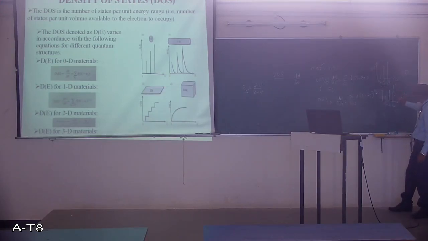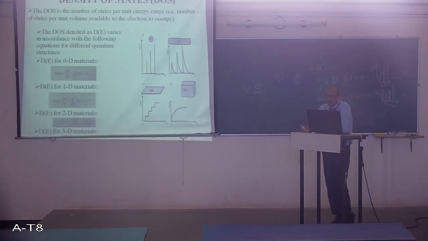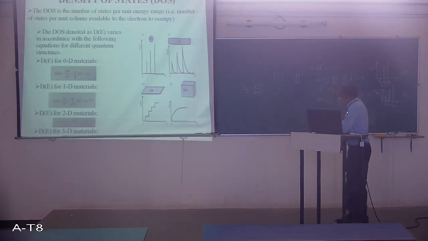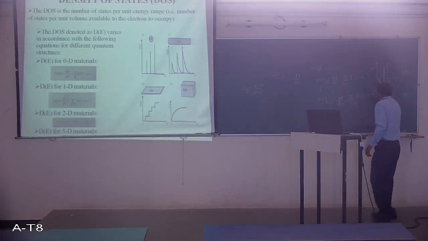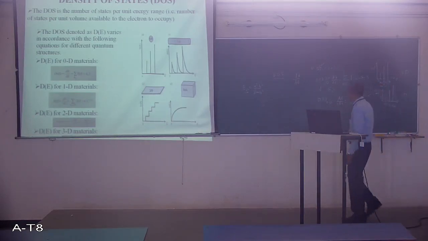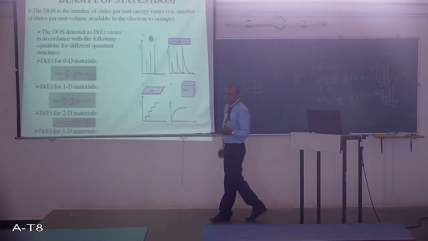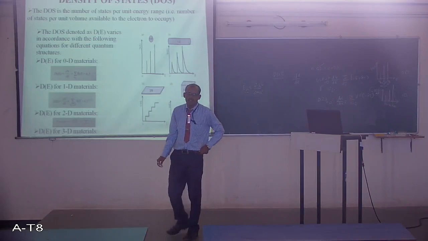So this is the behavior of the density of states in the case of a one-dimensional material, that is in the case of quantum wire. It decreases because here it is a minus, that's why it is decreasing. How is it decreasing? It gradually decreases. Now the density of states in the case of a two-dimensional structure, that is a quantum well or a thin film.